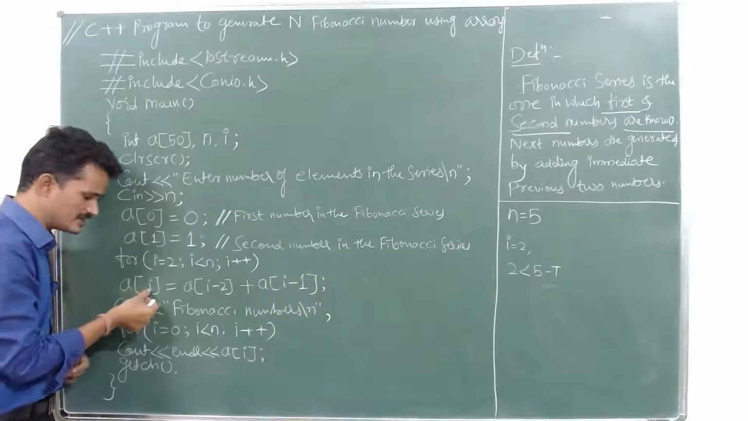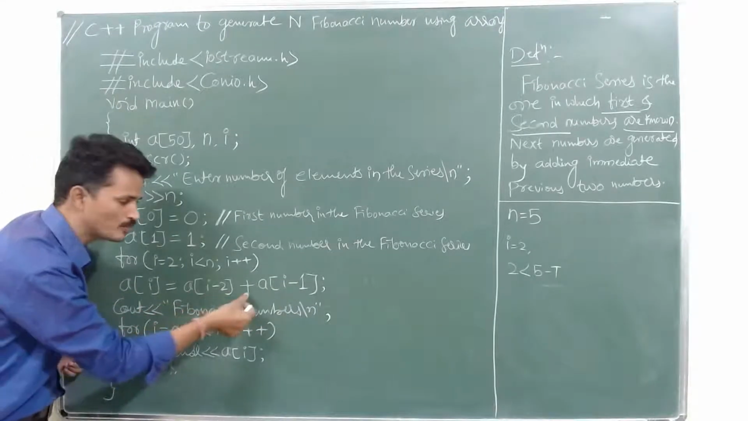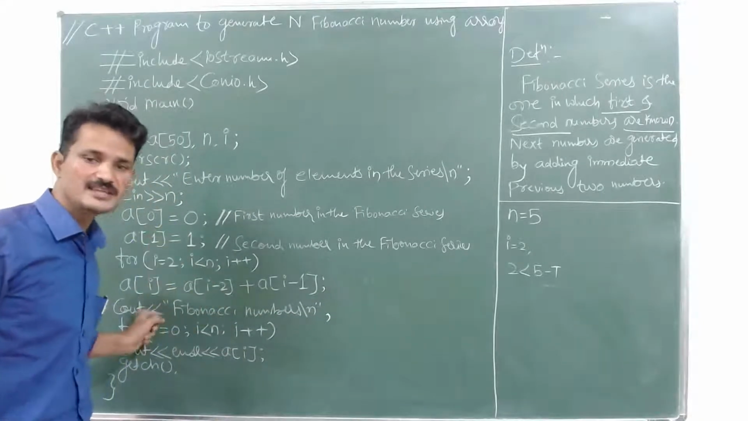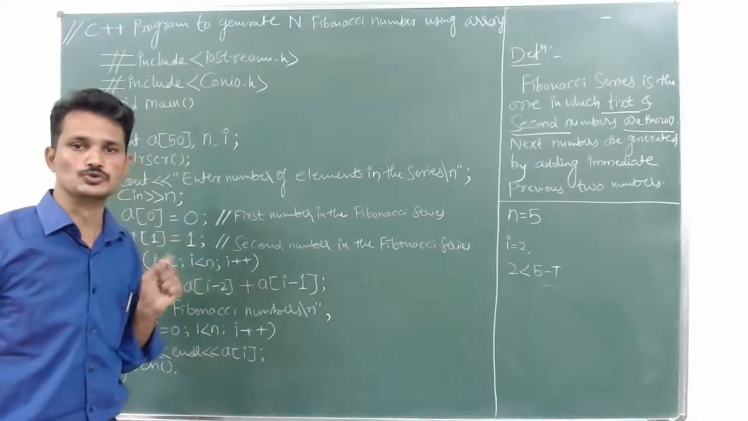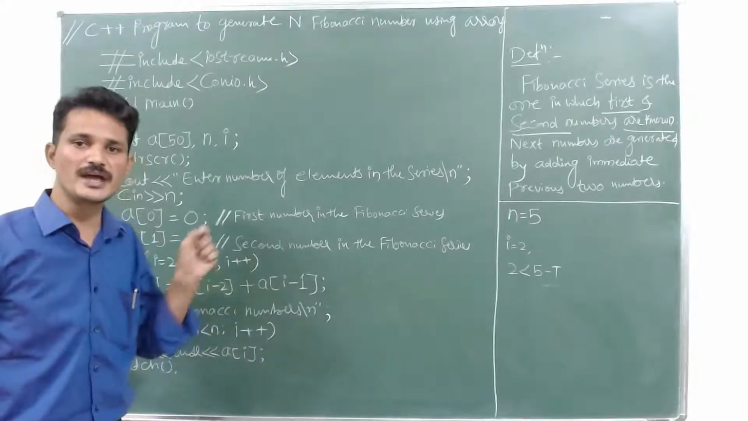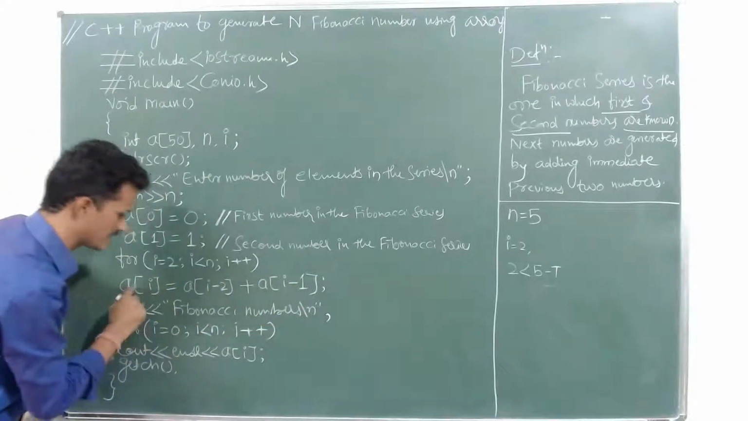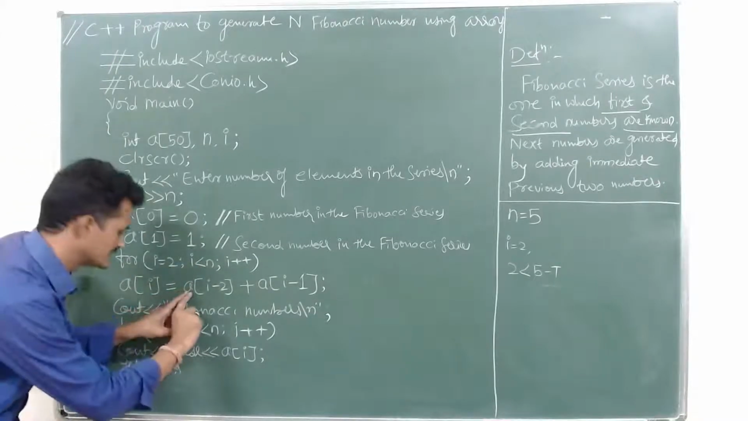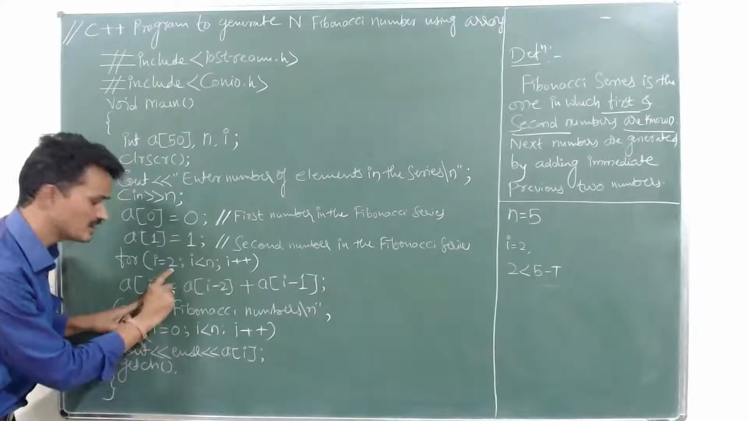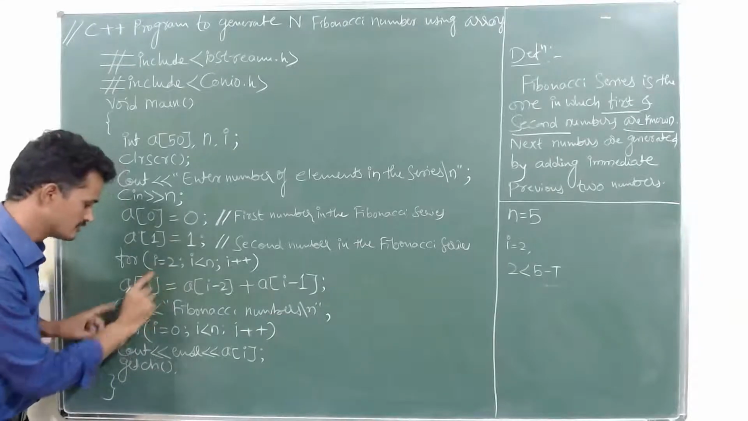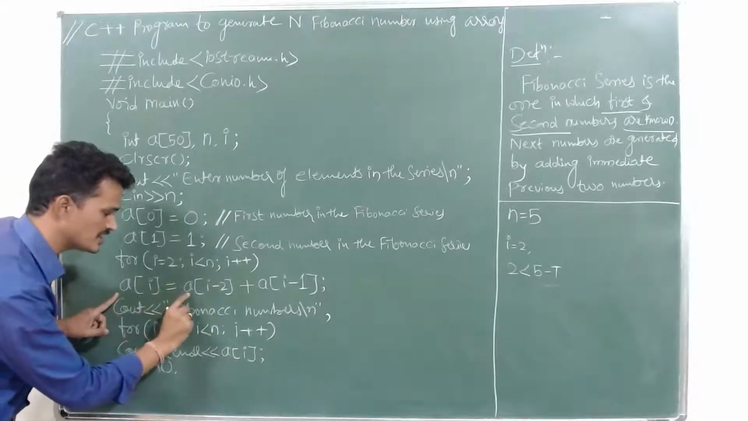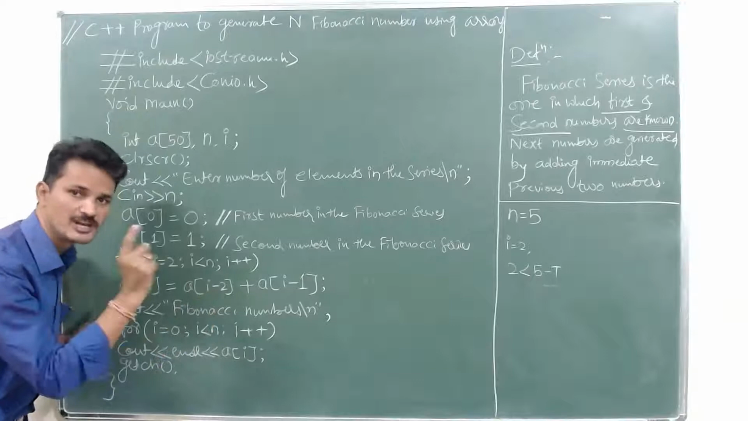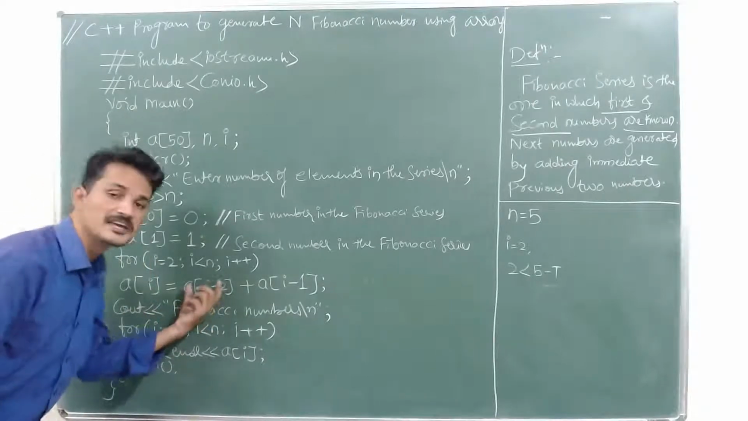A of i is equal to A of i minus 2 plus A of i minus 1, end with the semicolon. I'll repeat once again. A of i is equal to A of i minus 2 plus A of i minus 1, end with semicolon. I have to execute this statement. Because my condition is true, I will execute this. A of i means what? What is the value of i? 2. So I will write A of 2 is equal to A of i minus 2. What is the value of i? 2. 2 minus 2 will be 0. That is nothing but A of 0.